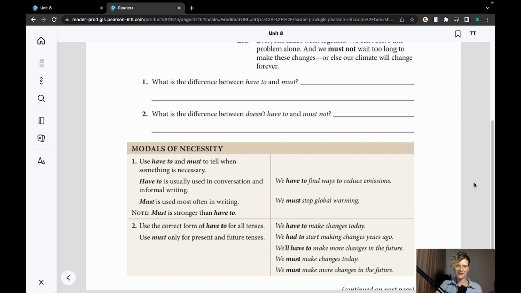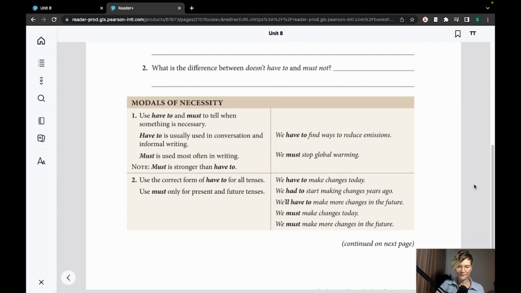So modals of necessity, we use have to and must to tell when something is very necessary, so it's needed. Have to usually is used in conversation and informal writing. Must is mostly used in writing. So must is a bit stronger than have to, and it sounds also a little bit more formal. As an example, we have to find ways to reduce emissions, and we can say we must stop global warming. They mean the same. Must is just a bit stronger and a little bit more formal. So mostly used for writing.